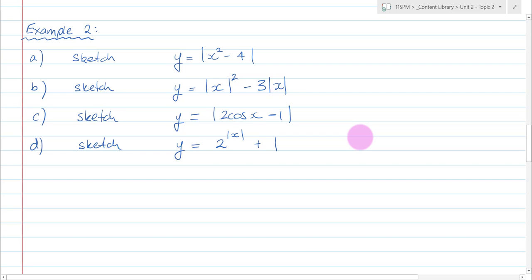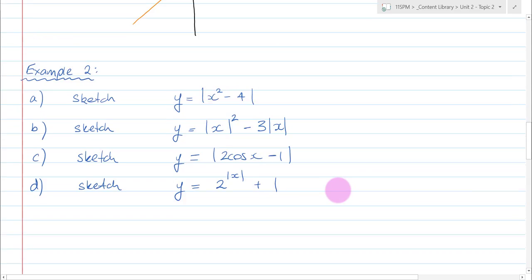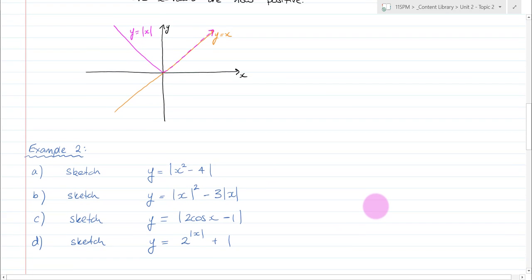So I'd like you to set up some axes in your book. I'd really like everybody to take part in this activity.